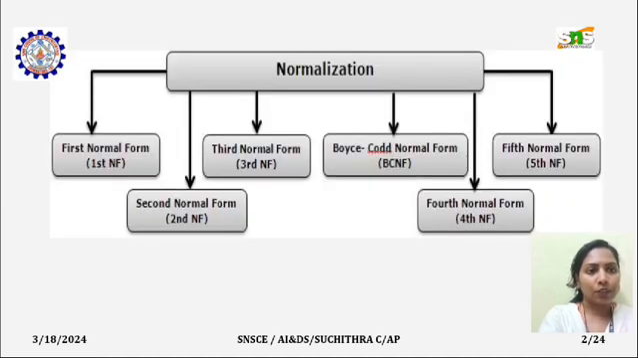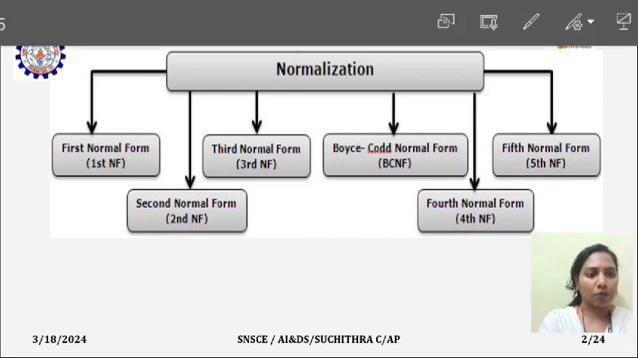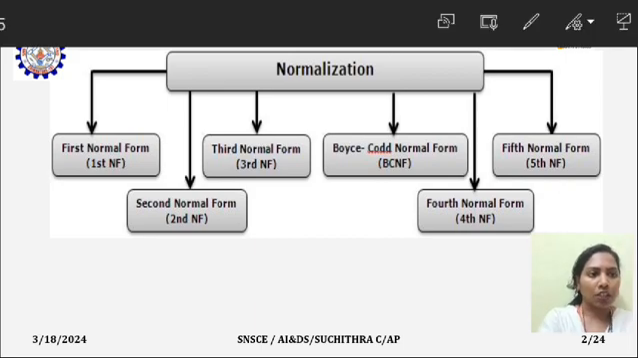In the previous video we have seen what is normalization and what are the advantages. In this video we are going to see the normalization types. The first type is first normal form, that is 1NF. Next are second normal form, third normal form, Boyce-Codd normal form, fourth normal form and fifth normal form. We will see each one in detail.